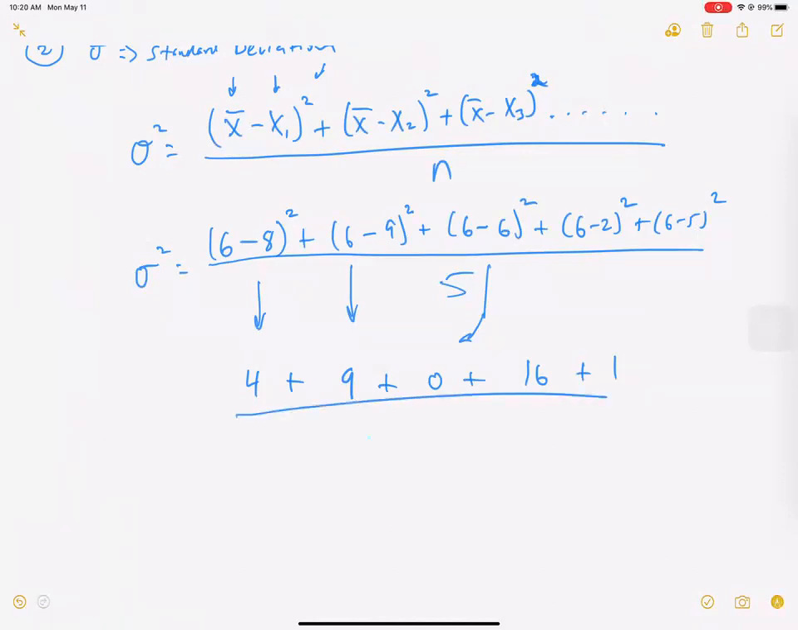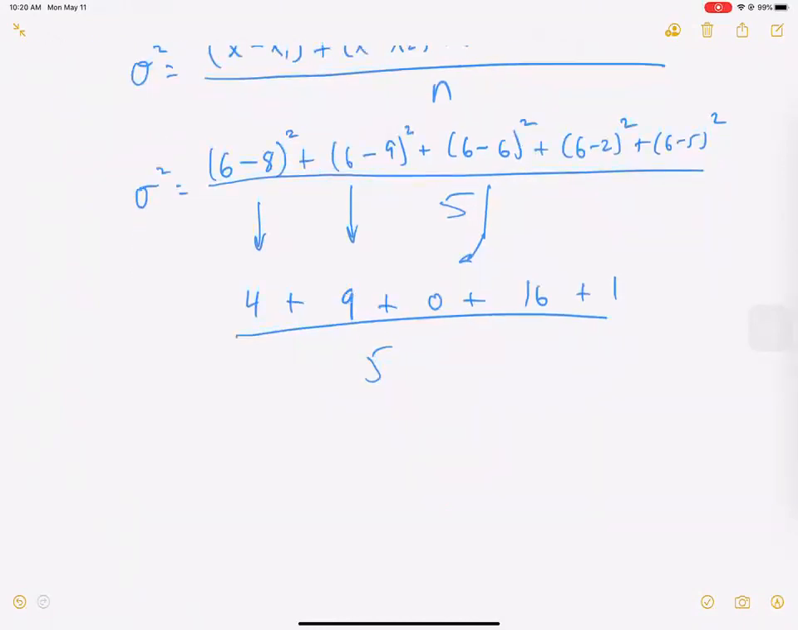All divided by 5. Adding them all up: 4 plus 9 is 13, 13 plus 16 is 29, 29 plus 1 is 30. 30 over 5 is 6. So the variance is 6. This is our variance.